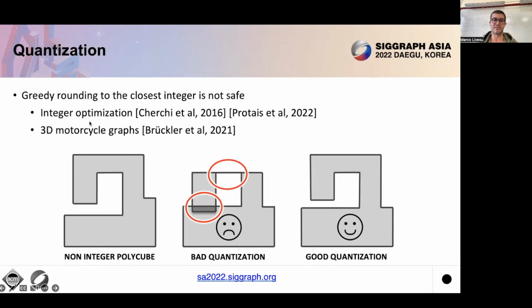And in literature, we have seen many papers trying to address this problem. It's actually a challenging problem. Typical approaches were based on integer optimization, but more recently, last year actually, there was a paper based on the construction of 3D motorcycle graphs proposed by Brückler et al., in which they showed that through the construction of these 3D motorcycle graphs, they could provide a coarse quantization of the corners of the polycube that provides a nice and sound structure without any degenerate element. So this is pretty much the state of the art for this particular problem as of today.